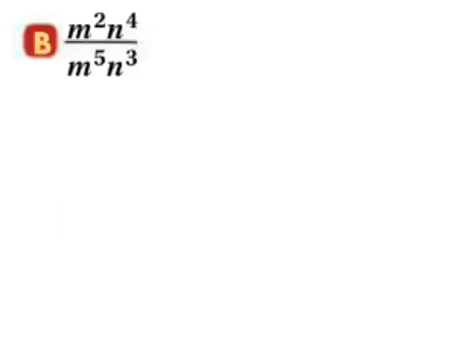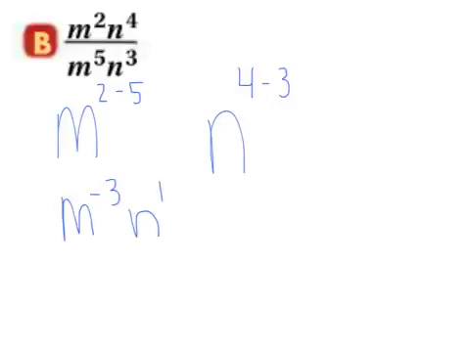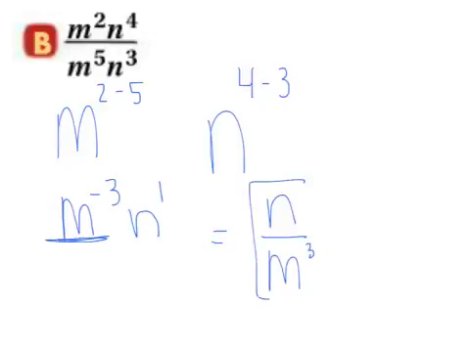For part B, I have m squared n to the 4th over m to the 5th n to the 3rd. I'm going to do each base and exponent power separately. So first, I'm going to do the m's, 2 minus 5, then the n's, 4 minus 3. I would get m to the negative 3rd power and n to the 1st. Because my m has the negative exponent, it would need to go to the denominator of my fraction. So n over m to the 3rd.